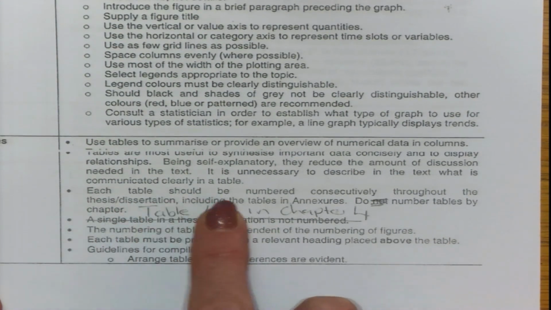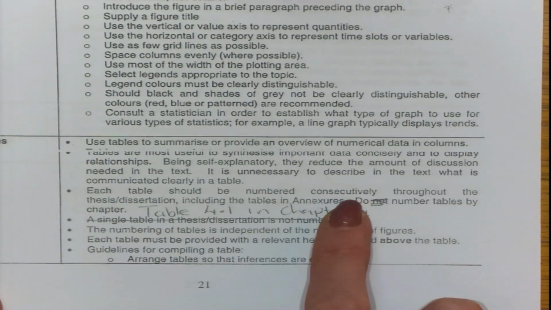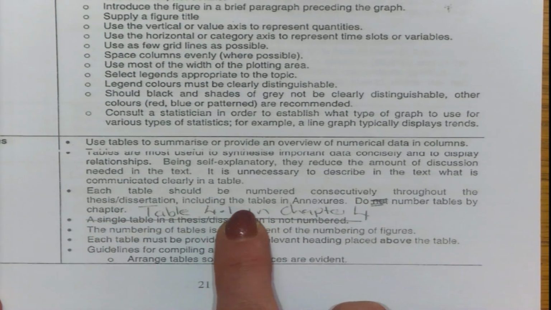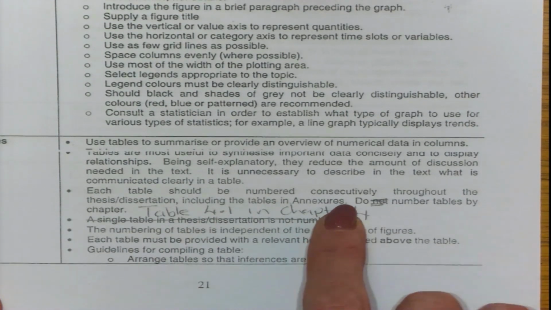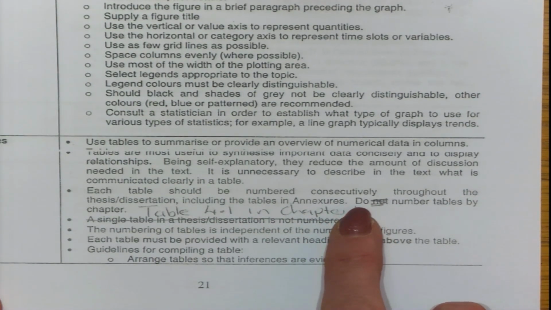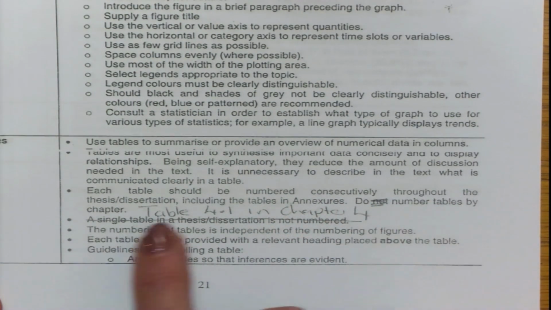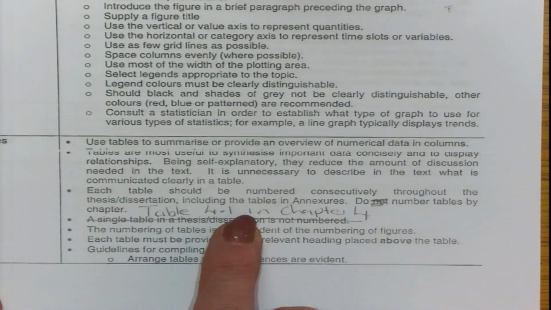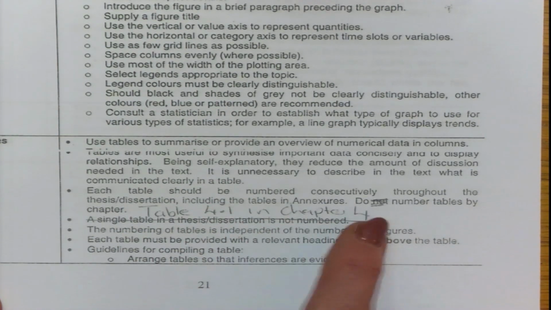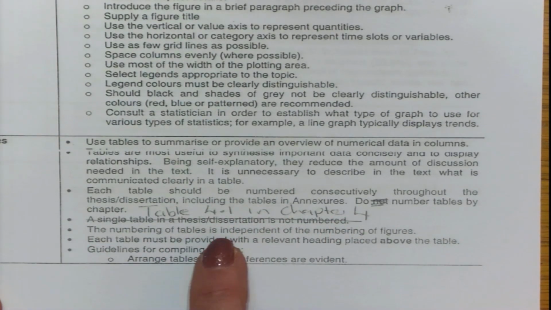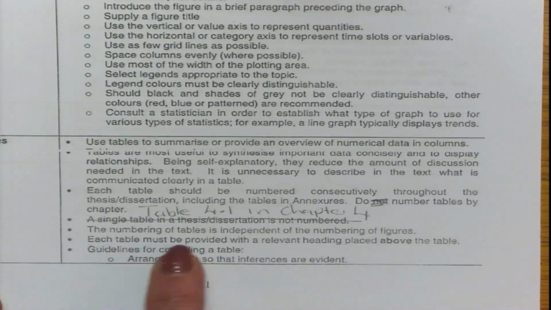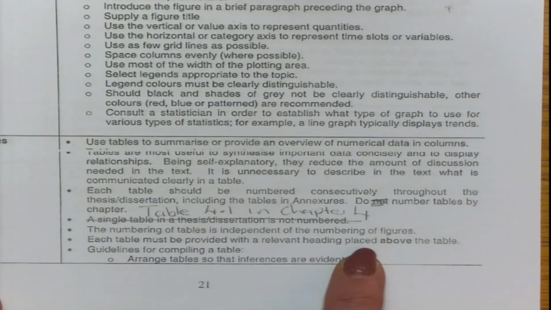Each table should be numbered consecutively through the dissertation or thesis, including the tables in your annexures. We do number tables by chapter. Can you see, 4.1 is your table in chapter 4. The numbering of tables is independent of the numbering of figures that I've said. Each table must provide the relevant heading placed above the table.